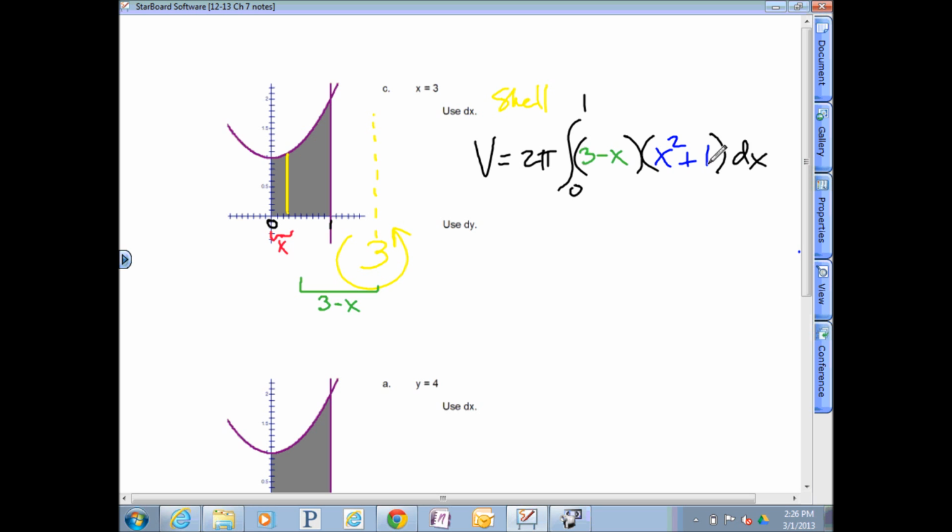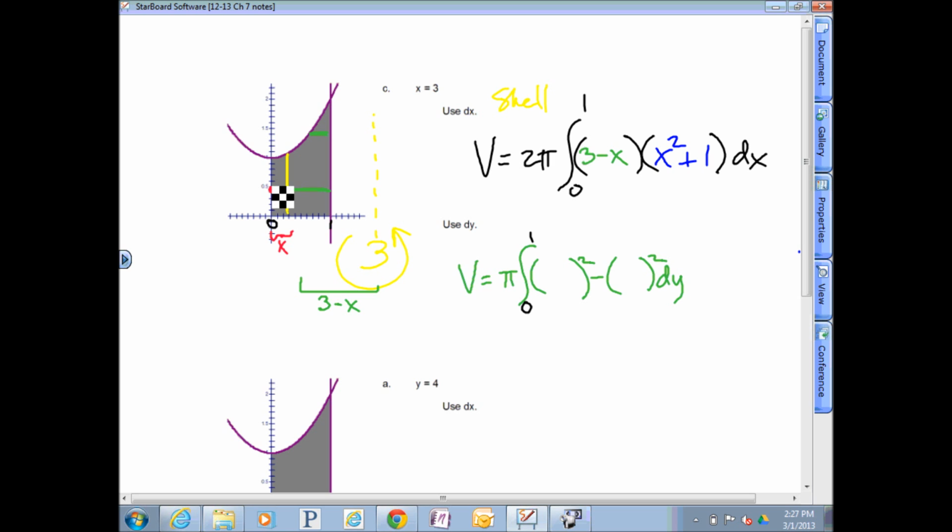All right, now when we go to use dy, same idea. 2 integrals, ho-hum, I've done this a few times before. So the first one is going to be, it looks like a washer, pi, integral, quantity, something being squared minus something being squared with a dy on it. The integral looks like y's are going to be going from 0 to 1 just like they have been all along for that first integral.